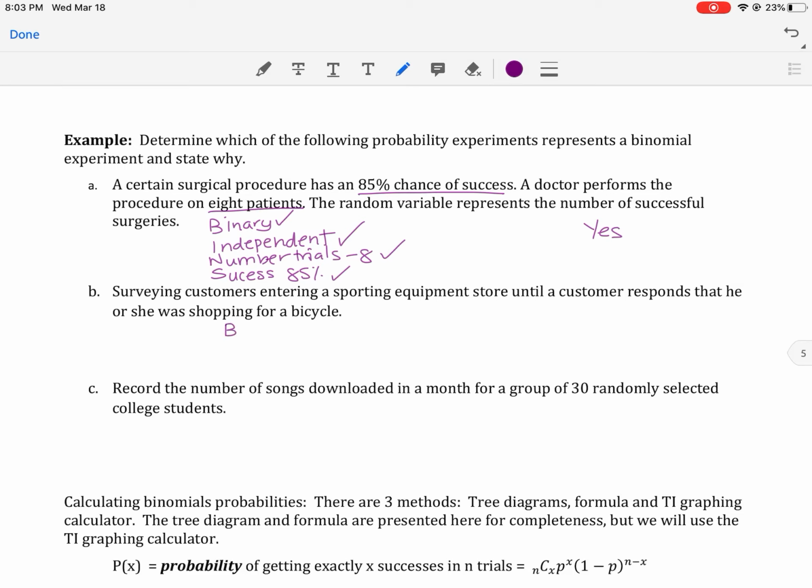For these next ones, why don't you take a moment to pause and think about the bins and decide if it meets them or not. All right, as you look at surveying customers entering a sporting equipment store until a customer responds that he or she is shopping for a bicycle, this one does not meet the binomial experiment. I would think about it mostly because of this n, because there's not a set number of trials.